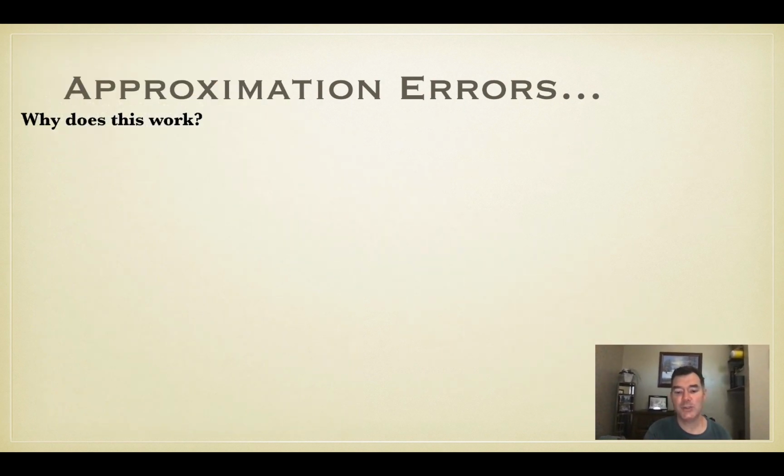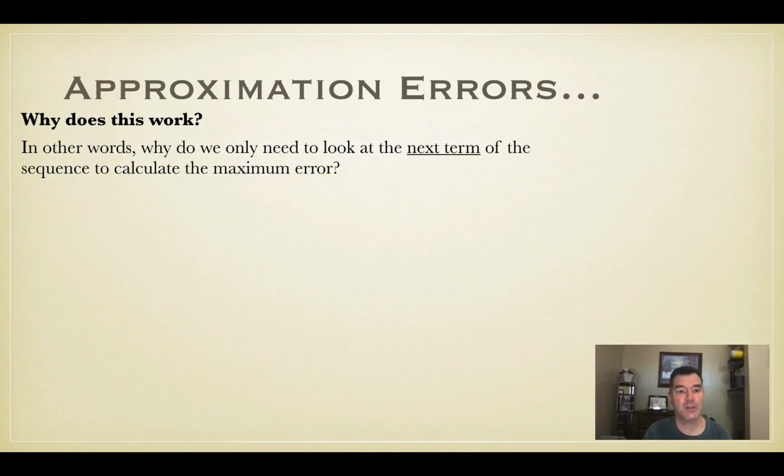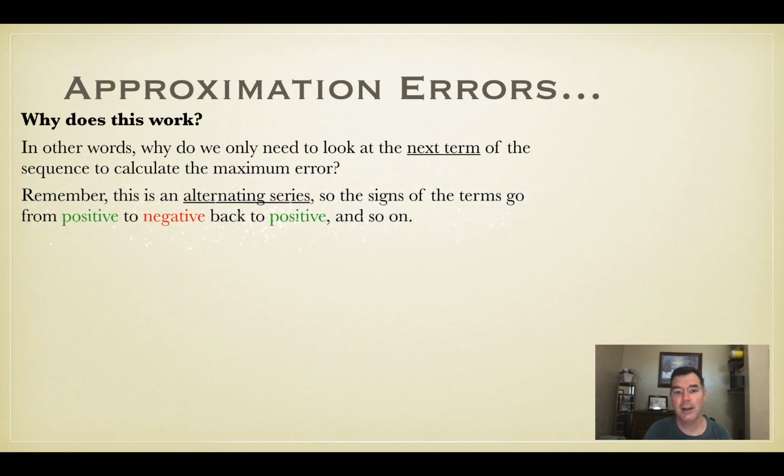All right, so why does this work? I'm going to show you another picture of why this works. Why do I only need the next term in order to maximize the error between my partial sum and the actual infinite sum? So remember, this is an alternating series. This rule only works for alternating series where the terms go positive, negative, positive, negative.